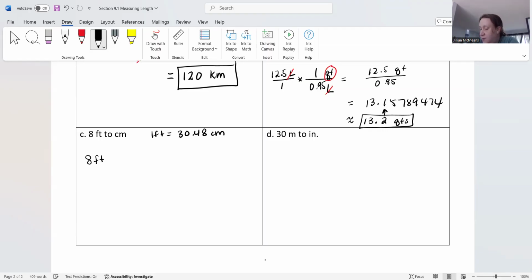We have 8 feet. I'm going to write it as just a regular old fraction, so I'm going to put it over 1. And then I need to multiply it by a unit fraction that relates feet, which we want to cancel, and centimeters, which we want left in our numerator. So feet in the denominator, centimeters in the numerator.